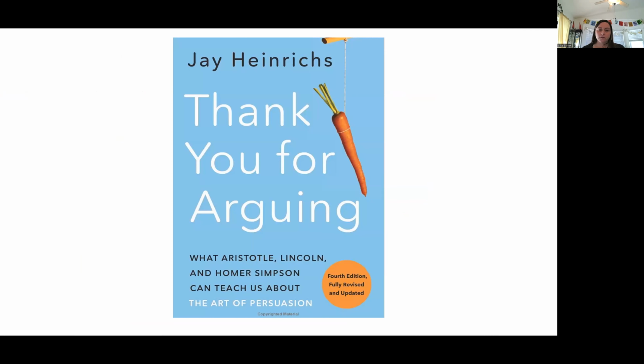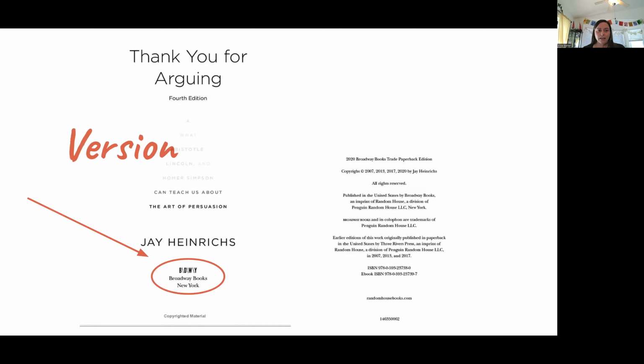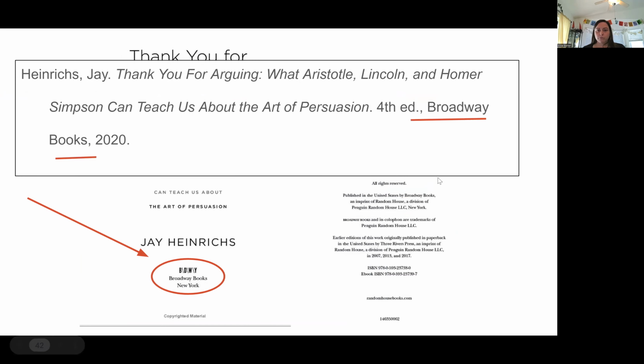So here's a book that will have a publisher. And so here is our publisher. It's Broadway Books. And so it will look like this. You can also sometimes find your publisher information on the copyright page too. So here we ended the part right before with a comma. Broadway Books, it's capitalized, the first two letters, and we have a comma.